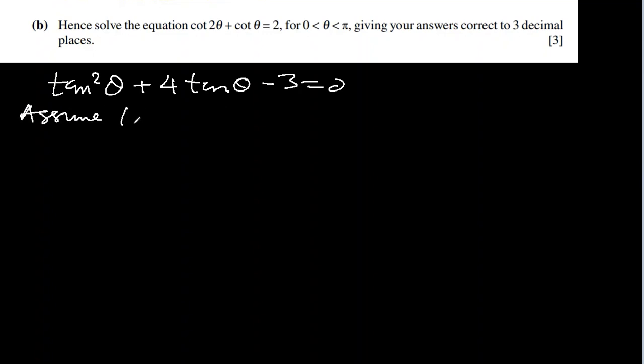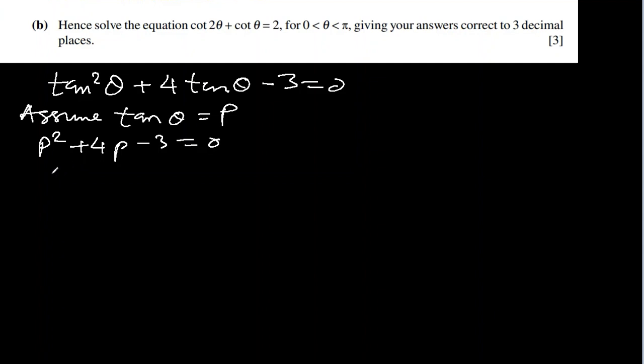Okie dokie, let's go to the next part, where they're saying: hence solve the same equation between 0 and pi. That should be our solution. So the equation we got was tan square theta plus 4 tan theta minus 3 equal to 0. So we can factor this to get the value of tan theta, but before that we'll assume that tan theta is, let's say, p. So the equation becomes p square plus 4p minus 3 equal to 0.